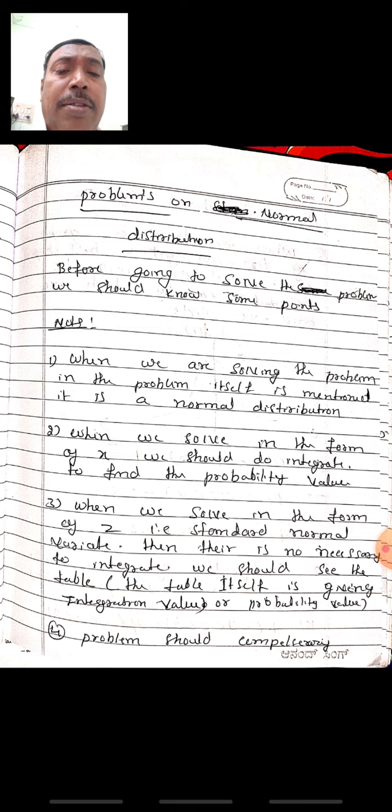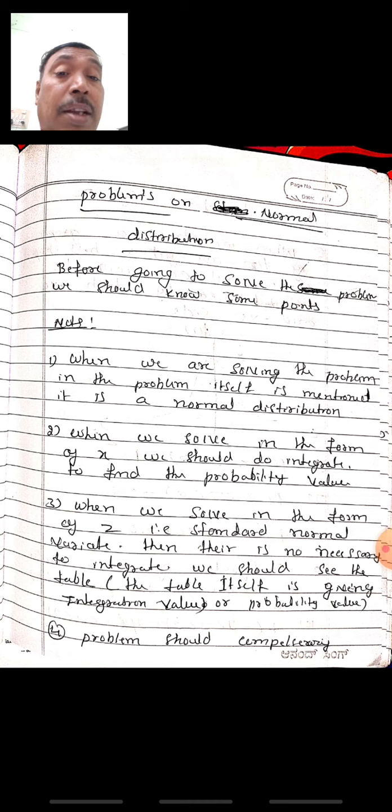The first point: whenever we solve problems, the problem itself mentions that it is a normal distribution. I already told you in the previous class, especially in normal and exponential, the problem itself mentions it. This is normal, this is exponential. Next, the second point: when we solve in the form of x, because there are two possibilities here.